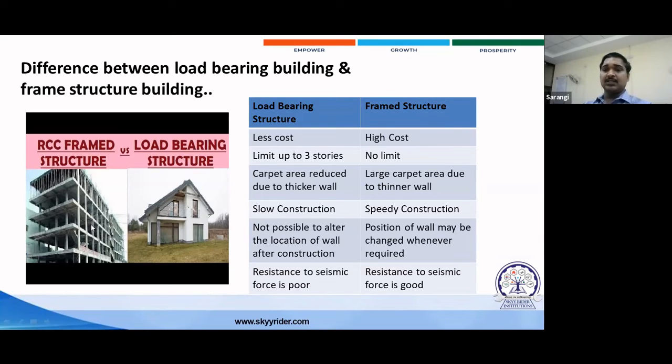In case of the earthquake force or the seismic force, the load bearing structure is overestimated to resist the earthquake or seismic force, whereas in the frame structure we can resist the earthquake by adopting various new technology.